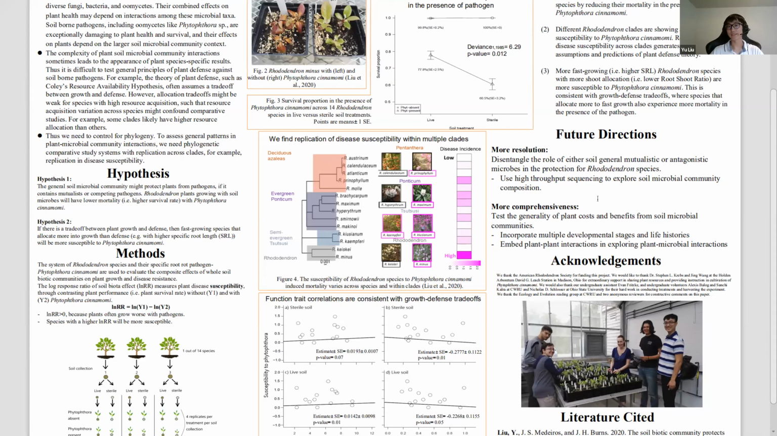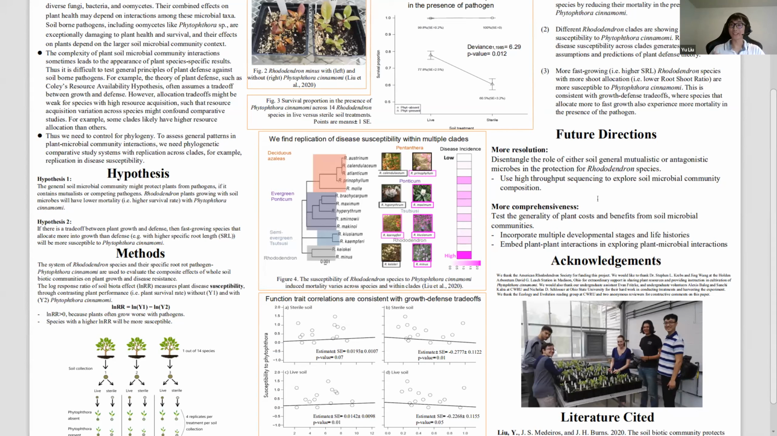For instance, James Bever's theory predicts that negative pairwise plant-soil feedbacks might promote plant coexistence. However, it remains unknown whether such plant competition among co-occurring plants strengthens or weakens the soil microbial effects on plant disease resistance.